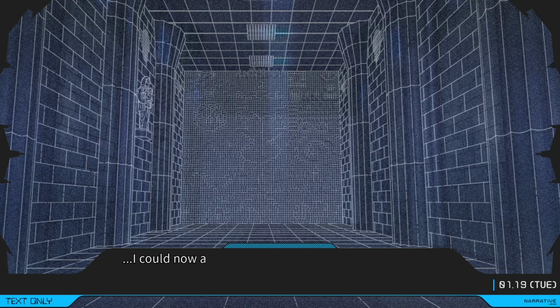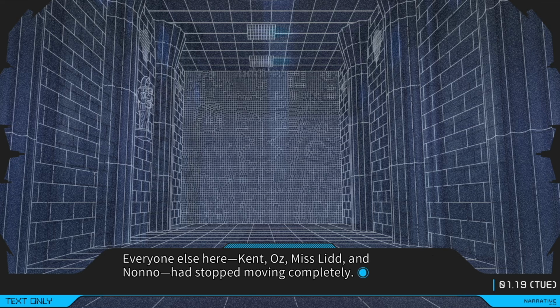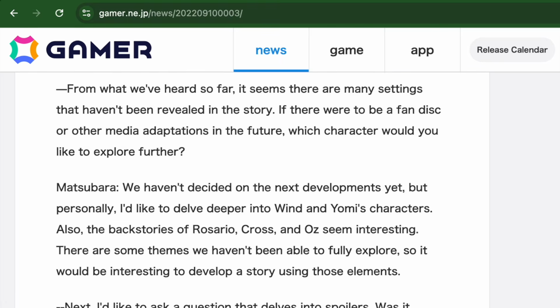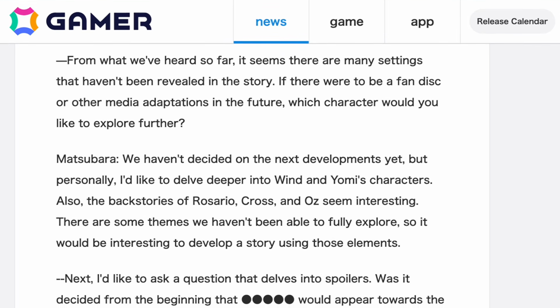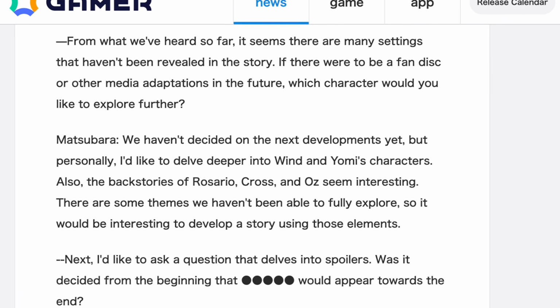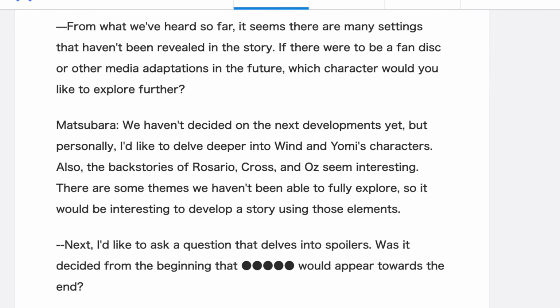In the end, Anonymous Code had many concepts and settings that didn't make it into the final release in order to make for a cohesive narrative. Nonetheless, the series staff indicated that they would have liked to have seen some of those points covered either in supplementary material or in a fan disc.